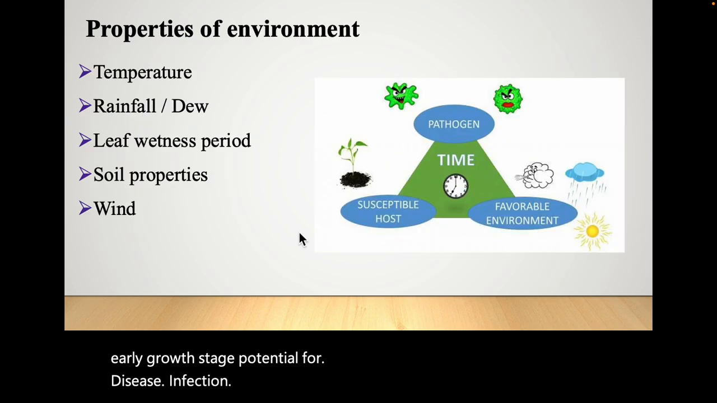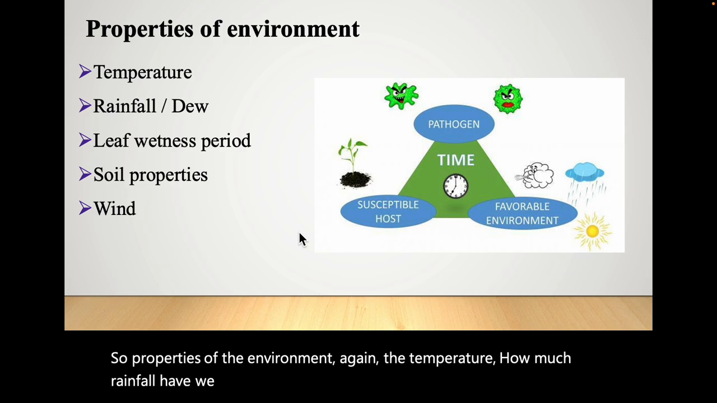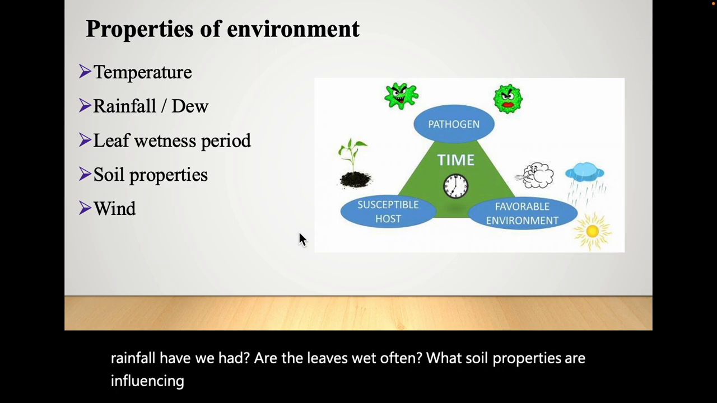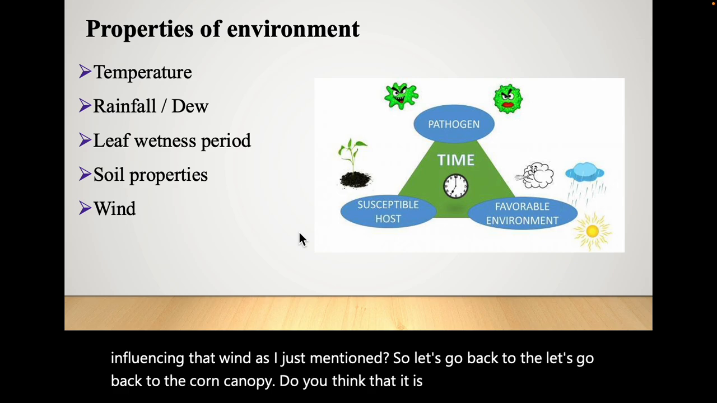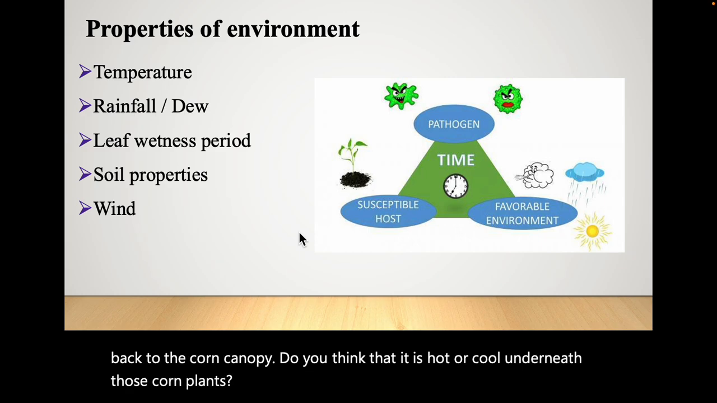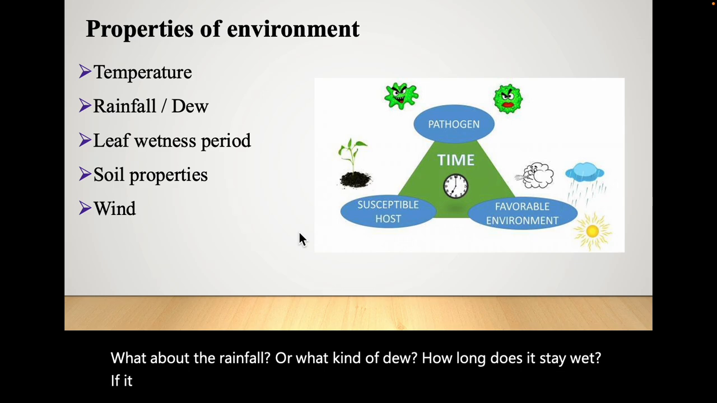So properties of the environment, again, the temperature, how much rainfall have we had? Are the leaves wet often? What soil properties are influencing that, and wind, as I just mentioned. So let's go back to the corn canopy. Do you think that it is hot or cool underneath those corn plants? What about the rainfall, or what kind of dew? How long does it stay wet? If it is, let's think about that.